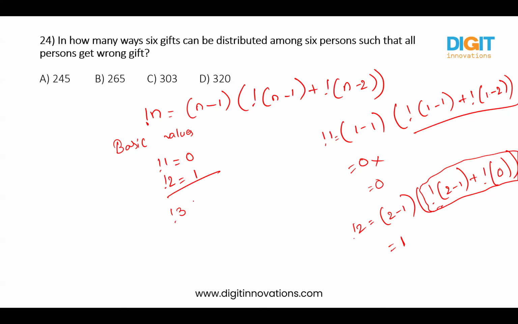So for 3, it would be 2. For 4, it would be 9. For 5, it would be 44. And for 6, it is 265. So with 6 gifts, that means 6 numbers, the answer would be 265.